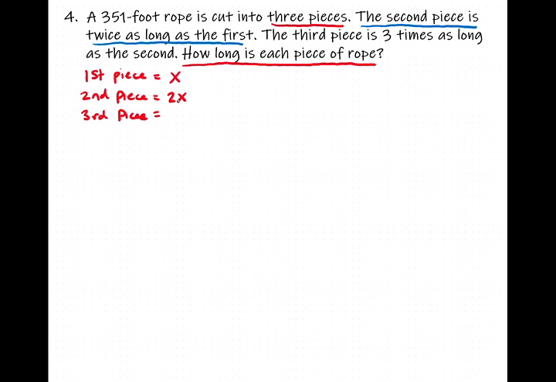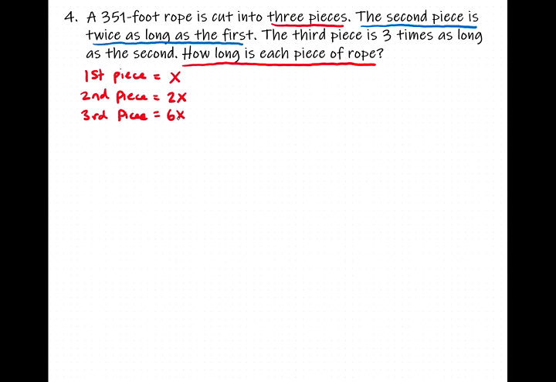And now the third piece is 3 times as long as the second. Okay, so now we know the second, well, we don't know, but we're calling the length of the second piece 2X. And the third piece is 3 times that. So if we take 3 times the second piece, well, 3 times the 2X, 3 times 2 is 6, so that will be 6X. So now we have 3 unknowns, and we've expressed each one of those unknowns symbolically.